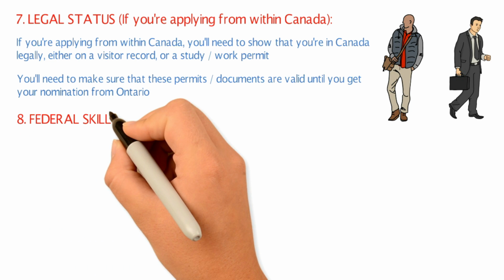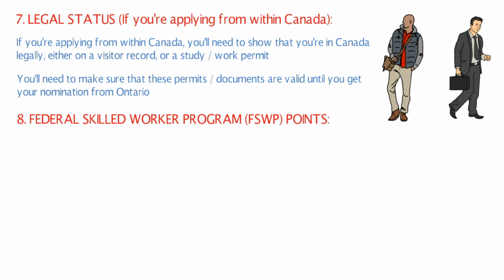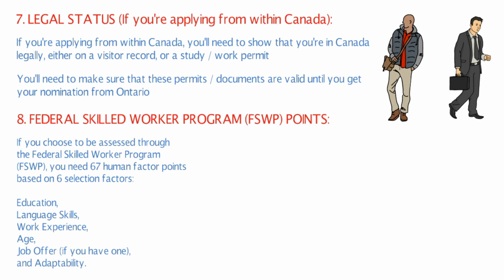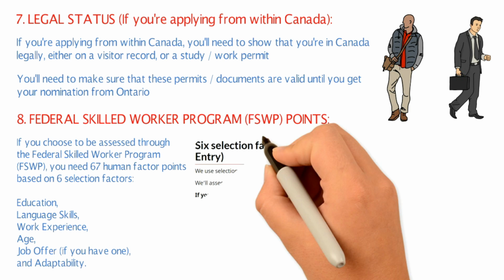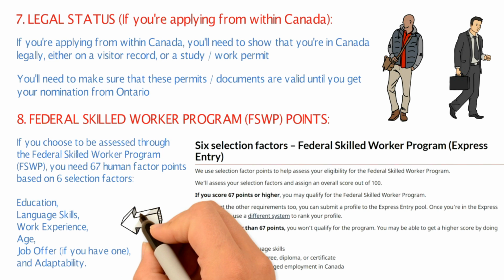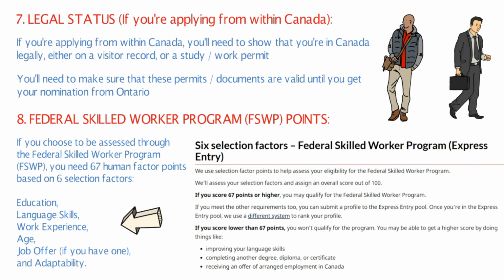If you choose to be assessed through the FSWP or Federal Skilled Worker Program, as is the case for many of you, you need to make sure that you score at least 67 points based on the 6 selection factors, which are your education, language skills, work experience, age, job offer, and adaptability.